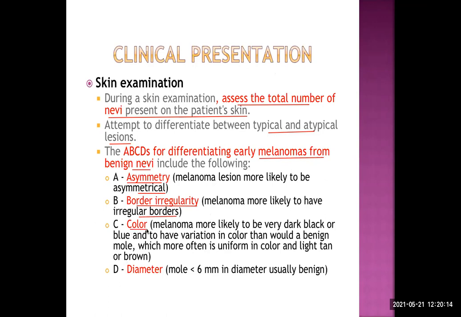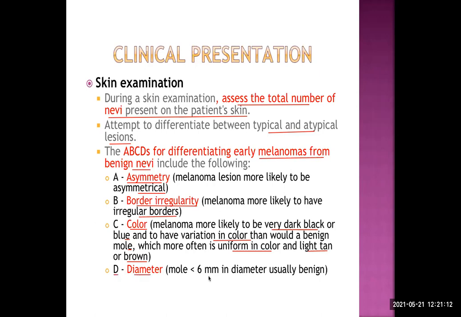C is for color. See, this is a very important point. Melanomas are more likely to be very dark black or blue, okay, and to have variation in color, than would a benign mole, which more often is uniform in color and light tan or even brown. So let me explain this once again. There is a bigger size mole there, okay? And half of that mole is very black in color, and the other half is relatively less black, or even blue, or even slightly red, for example. This is a very suspicious type of lesion, okay? And if that mole is really darker than the other ordinary ones, then also this is a suspicious type of lesion. That's the meaning.